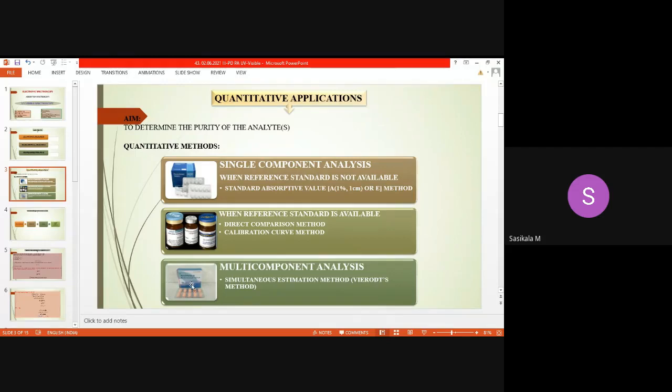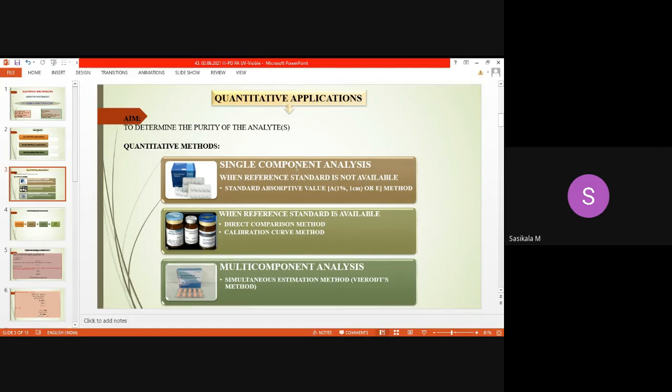That is, one or two active pharmaceutical ingredients can be combined in a single dosage form. So there are two categories of drug substances. Based on that, we have different methods to analyze different kinds of formulations. The quantitative methods are divided into two categories based on the compound's dosage form nature.